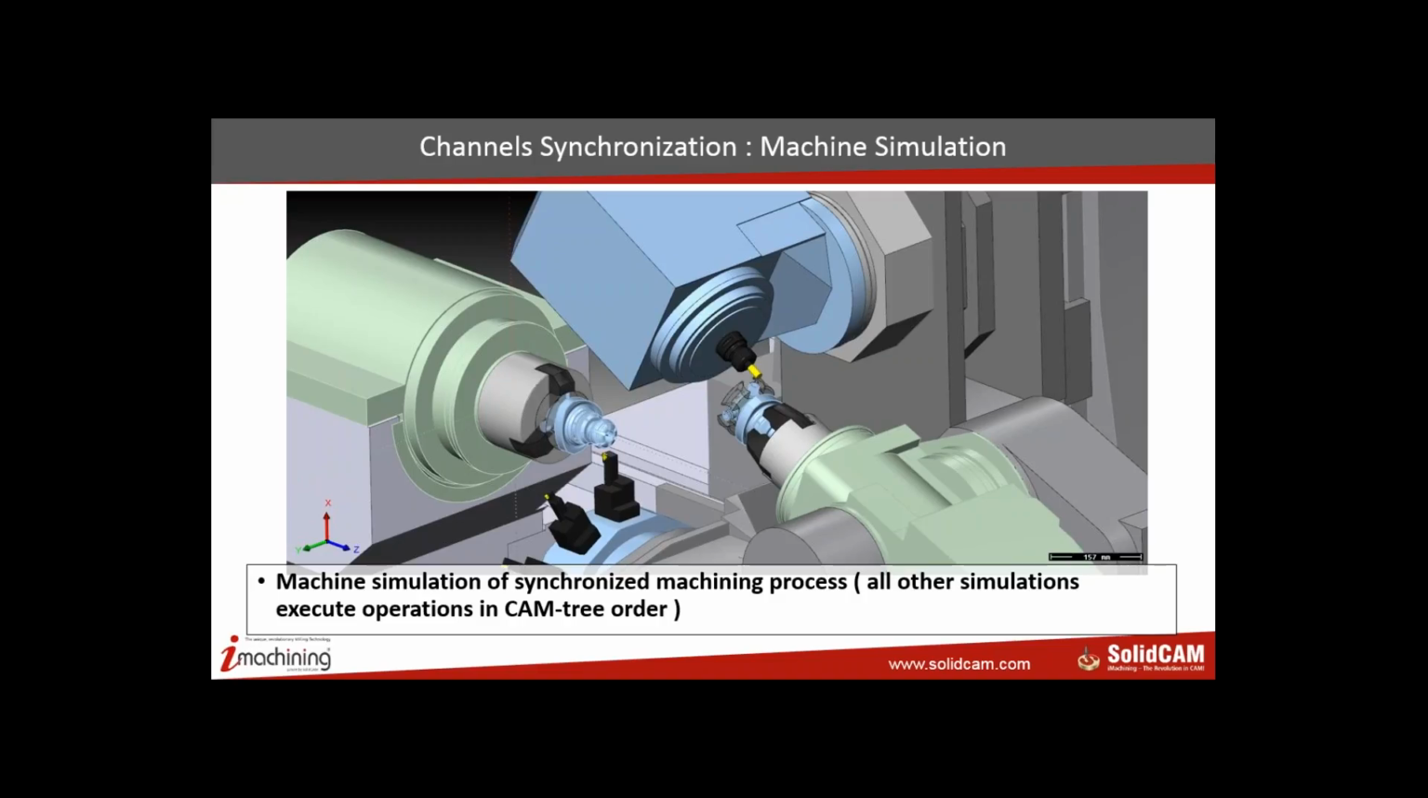All the other simulation operations, your host CAD and your normal one will just show it as it appears in the tree order, as one operation at a time. But when you run machine simulation, it'll run the synchronized machining order, which is what everybody's been wanting. So that's a great enhancement in my view.